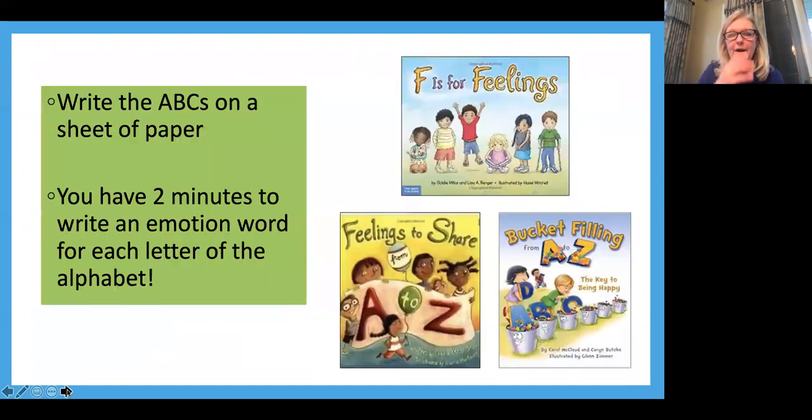So we're going to take a few minutes, just 2 minutes. Write on anything you have, and you can write the ABCs down one side of the paper, and just try to think of as many emotion words as you can, just one per letter. So let's take 2 minutes and think about those letters and those words.